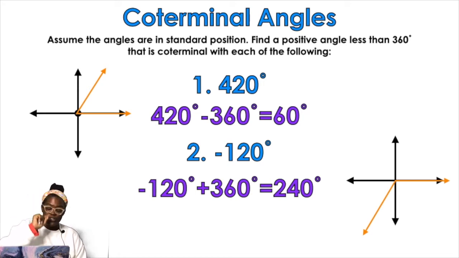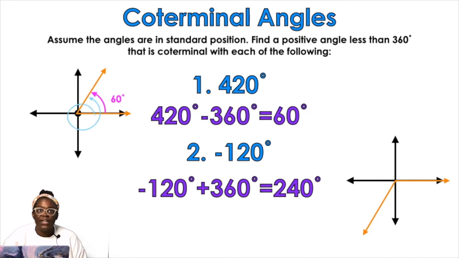So let's watch the pictures because the pictures are really where it's at in this. So this is 60 degrees. What it's telling us is that 420 as a coterminal angle goes around not once but twice to get to the same place and stop at the same place that 60 degrees does.